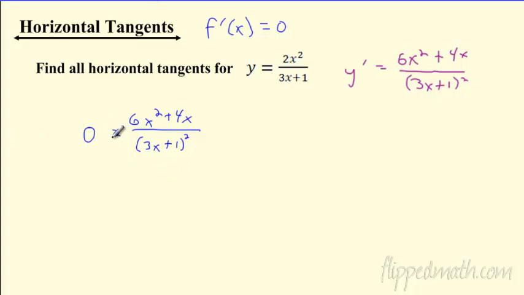Again, if I want the fraction equals 0, the denominator doesn't really matter. It's the top. The top has to equal 0 because what is 0 divided by anything? It's 0. So I don't really care about the bottom. I'm only going to focus on the top. So I need to set the top equal to 0 because I know 0 divided by anything is 0.